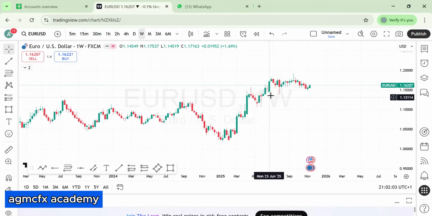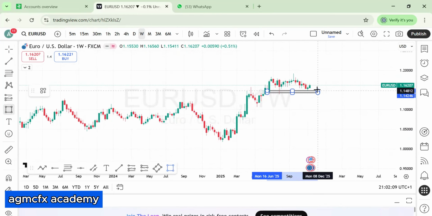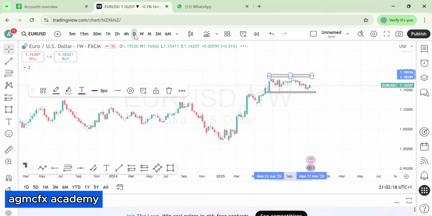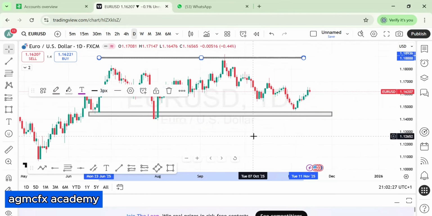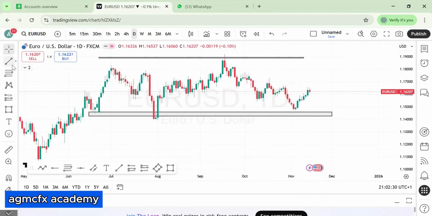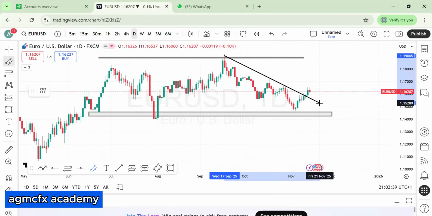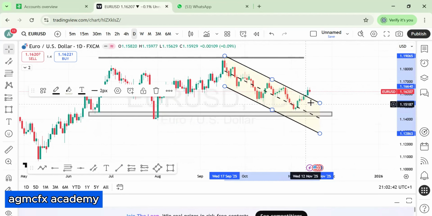So which means we have a support zone around this place, then we have a resistance zone around this place. But let's look at the daily and see what the daily is going to tell us. Let's look at the direction of the daily. Let's see which pattern we can have here. We are seeing a channel, and the market has broken the channel.